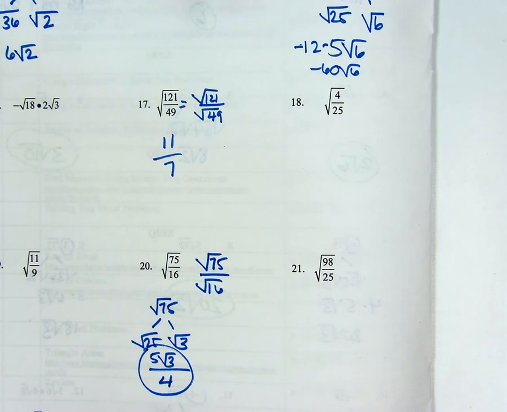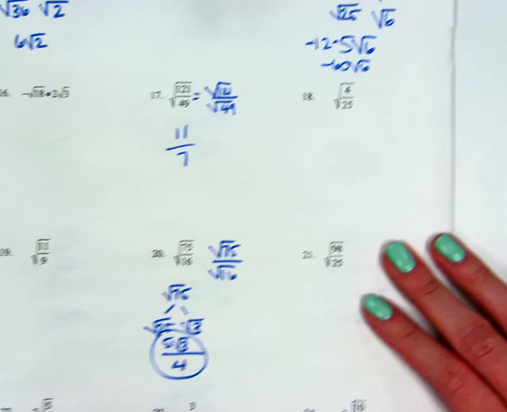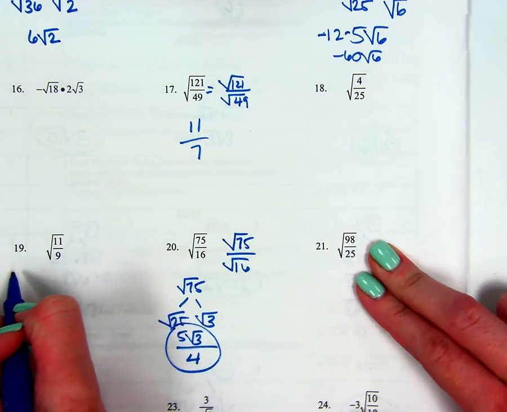Oh, and that was an even. Look at that. You guys are lucky. I skipped the odds. So now I'm going to go back and do 19, and you guys can do 21 on your own then. So I'll do 19 instead.